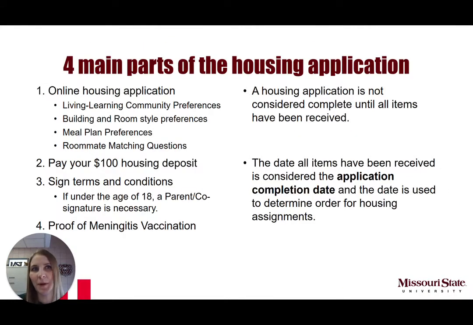There are four major parts of applying for housing. The first is the online housing application, where you will preference living learning communities, building and room style preferences, meal plans, and answer a series of roommate matching questions. Second, pay the $100 housing deposit. Third, sign the terms and conditions, and if necessary, have a parent or co-signature on file. And fourth, provide proof of meningitis vaccination records to Majors Health and Wellness Center.